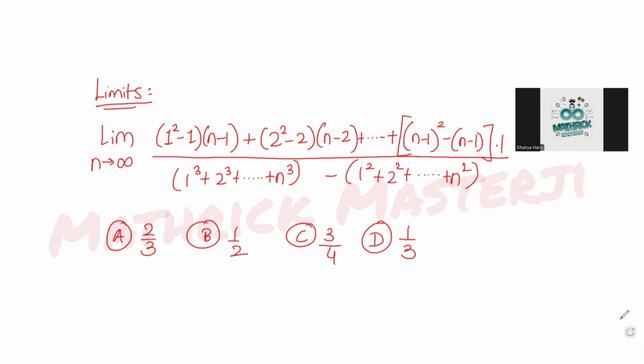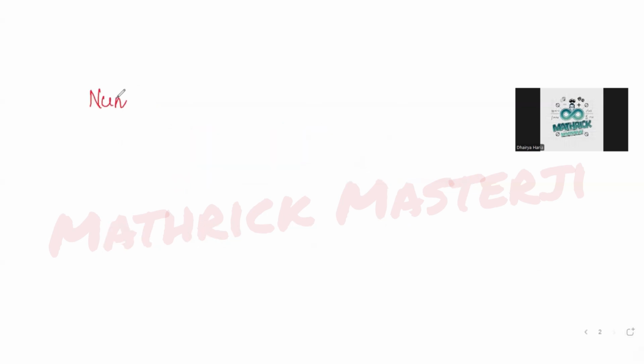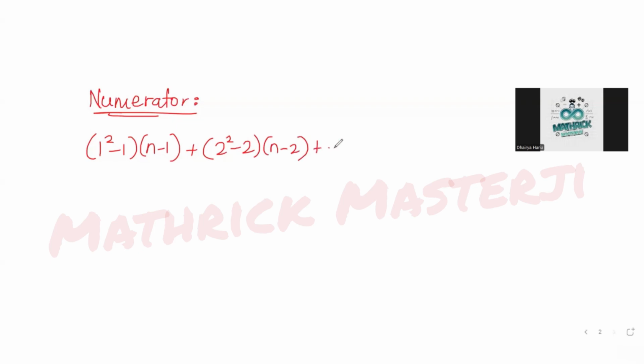Let's see how to solve this question further. If I evaluate my numerator and my denominator separately, let's do that. In the numerator, I have been given 1 square minus 1 times n minus 1, 2 square minus 2 times n minus 2, and this goes on till n minus 1 the whole square minus n minus 1 times 1. We have to basically find the sum of this entire thing. If I write it in terms of summation, I can write summation of r equals 1, and this goes till n minus 1.